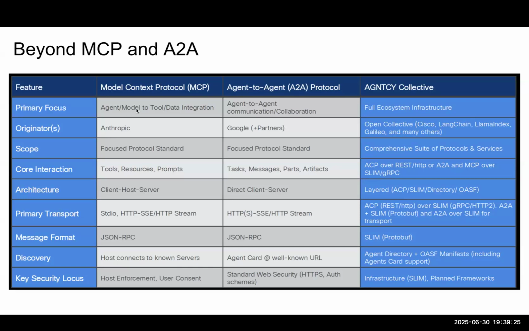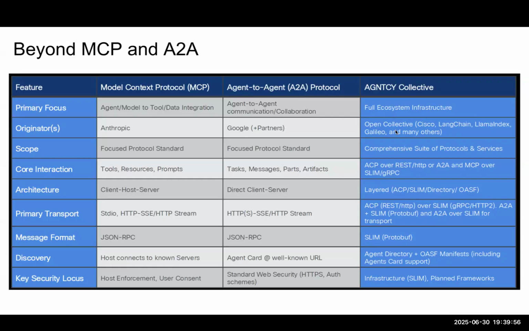So MCP is about an agent communicating to a tool and getting some information, right? That's the focus. A2A protocol is about agent to agent. It allows inter-agent communication. It allows you to communicate between CrewAI and LangGraph, things like that. That's defined by Google, together with partners, they defined the A2A protocol.